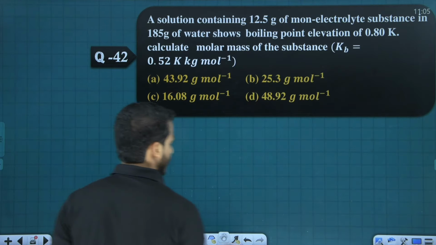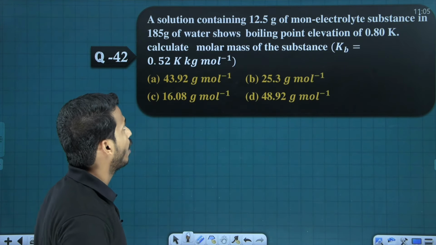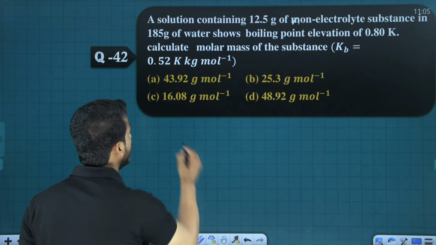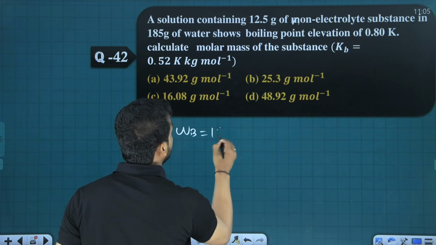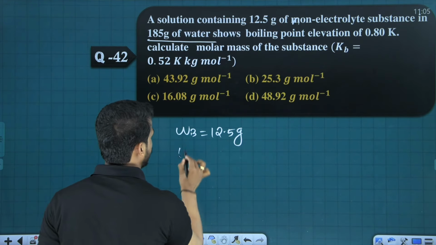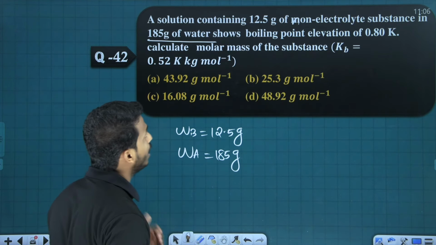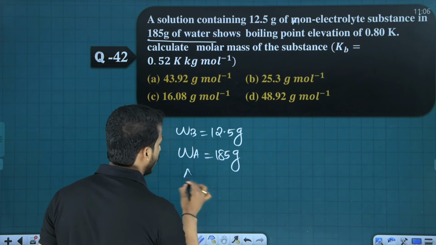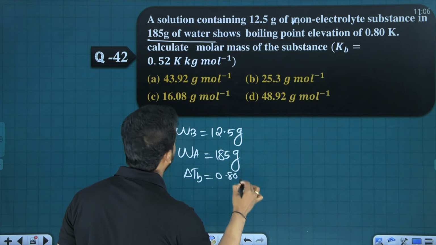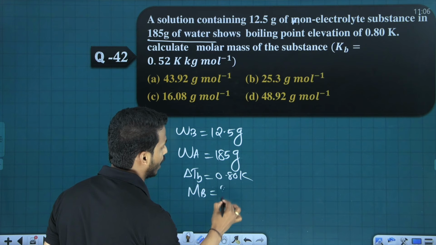Next, a numerical is there. Let us calculate fast. A solution containing 12.5 gram of non-electrolyte substance, that is the solute. So weight of solute is given, 12.5 gram. It is dissolved in 185 gram water, so weight of solvent is 185 gram. It shows boiling point elevation, delta TB, given as 0.80 Kelvin. Calculate the molar mass of the substance. So MB we need to calculate.